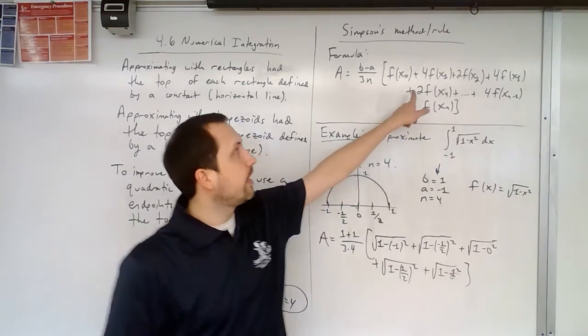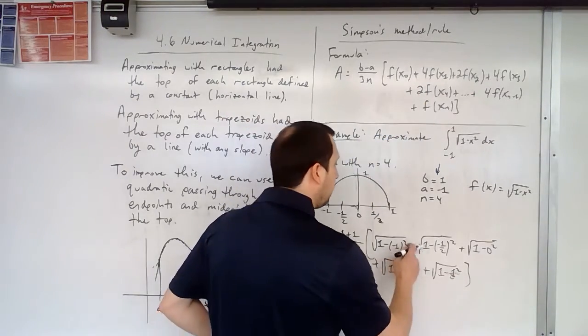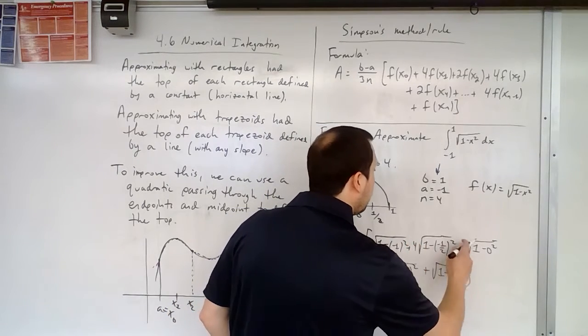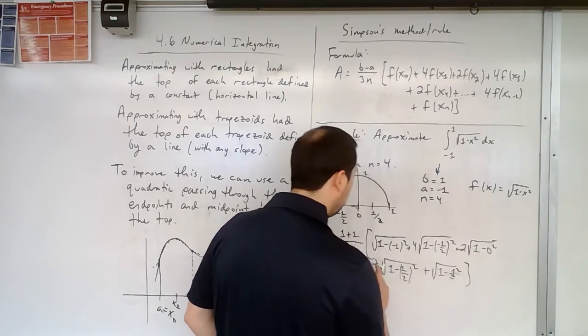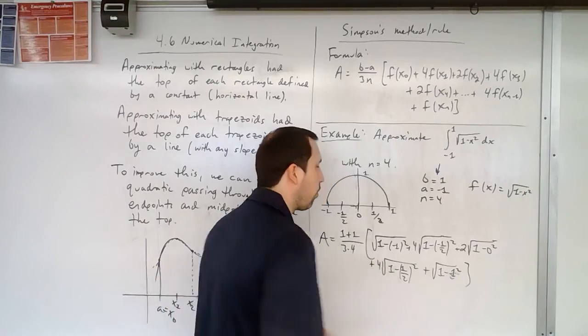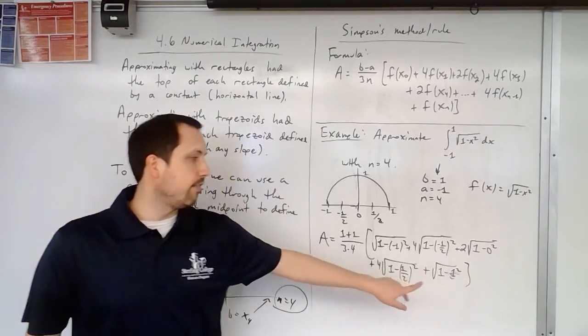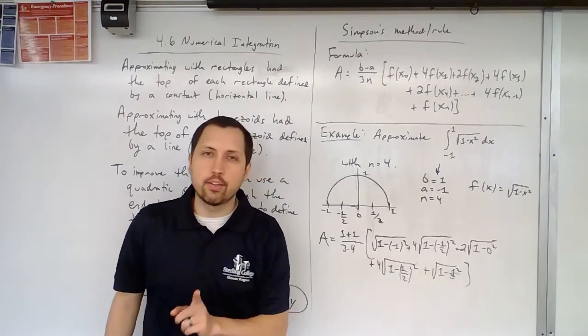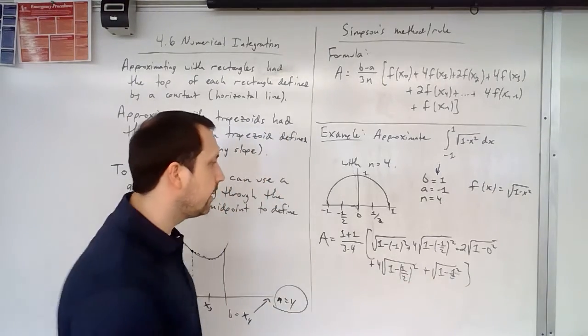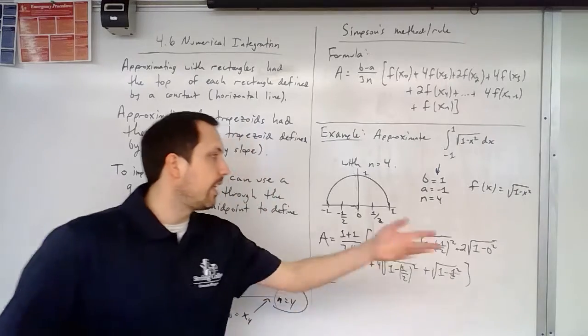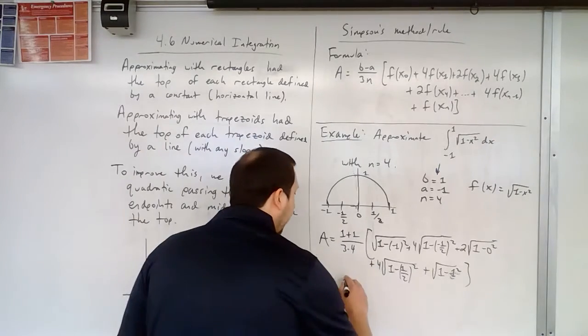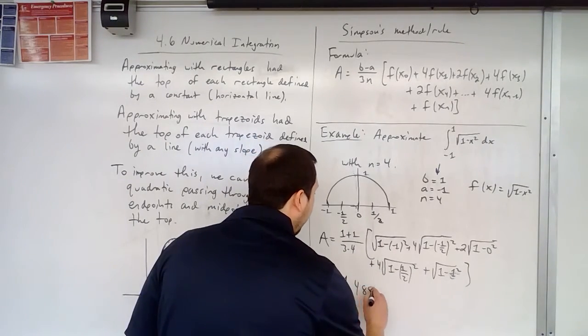But don't forget these coefficients that you have. This becomes a +4. This will become a +2. This will become a +4. So we alternate the 4s and the 2s, and we have the ends of these will always have a coefficient of 1. So when I just plug all this into the calculator and simplify this, I get 1.488.